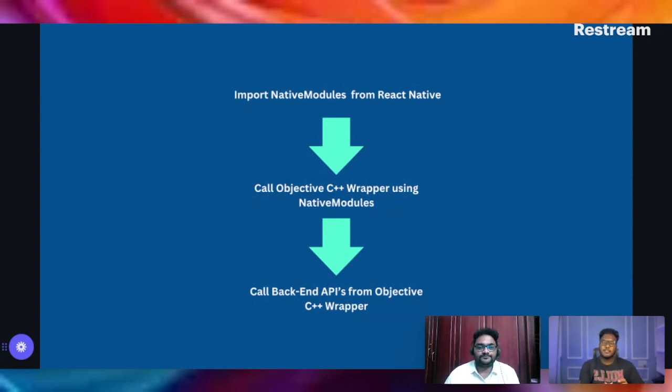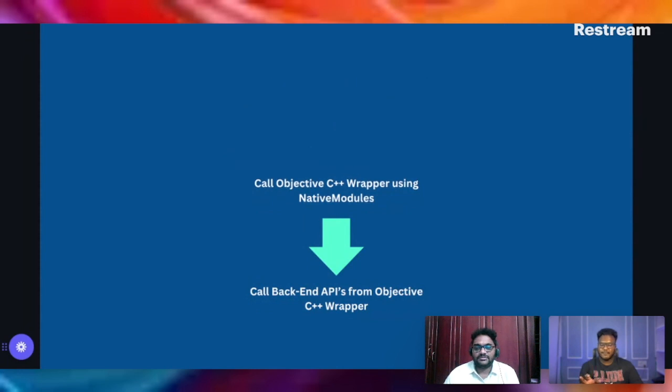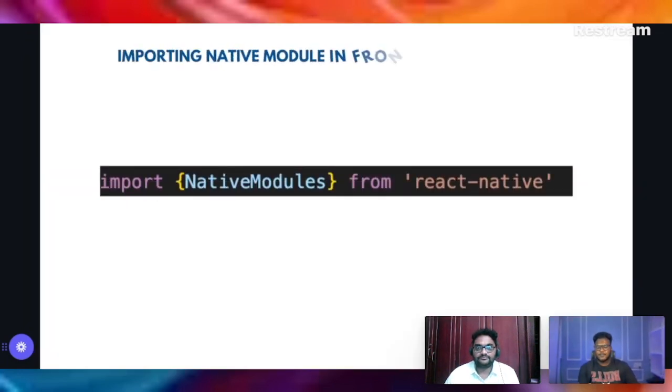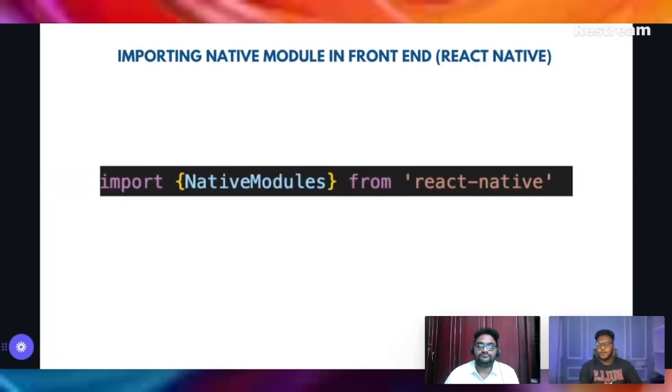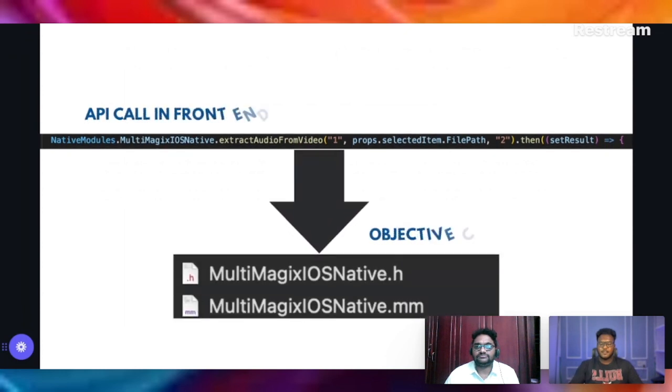If we want to establish the link between the front end and the native, as I told, we need to import native modules from React Native. This is the syntax which I followed. Coming to the next one, we have our API call.